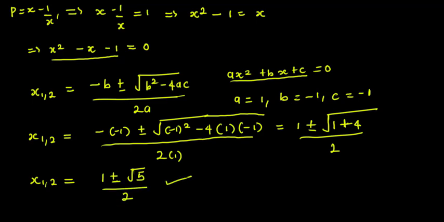So this is the answer to the equation x is equal to the square root of x minus 1 over x plus the square root of 1 minus 1 over x. So that was quite easy because, yeah, we had a very good substitution.